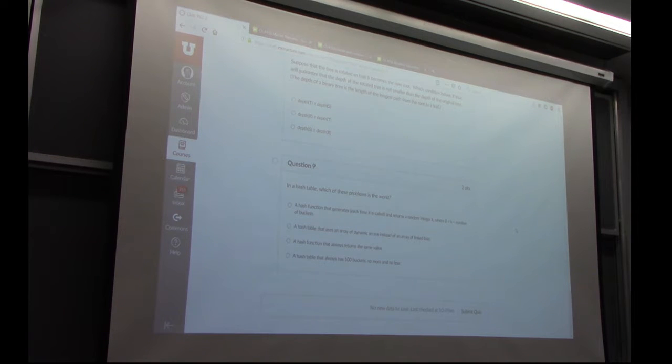The hash function generates each time it is called and returns a random integer k, or 0 less than the number of buckets. I assumed that random integer was generated such that it would be the same each time the hash function was called on the same object. Or were... No, a random integer. It's just a random number. It takes a random number, integer, mod k, and returns it. Every time you call it.